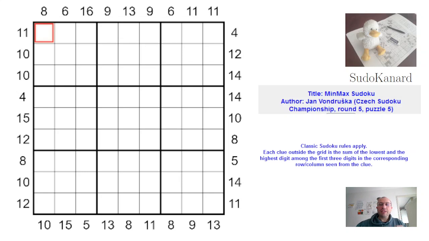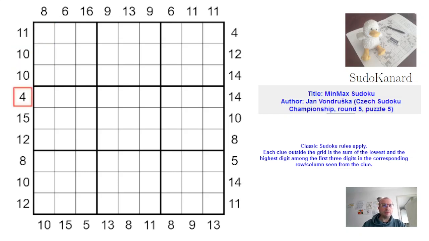We're here to solve this MinMax Sudoku by Jan Vondruška from the latest Czech Sudoku Championship. It was featured in round 5, which was made essentially of mathematical variants. And this is a variant I don't think I've ever featured on the channel, or maybe some variation on this variation. The rule is quite simple.